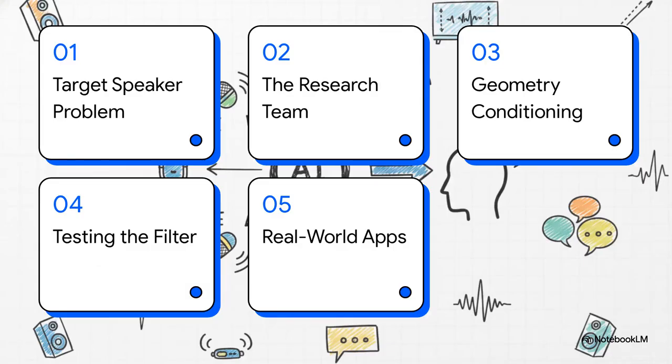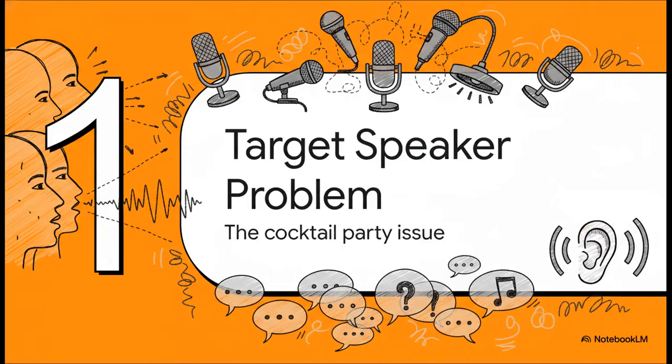We're going to cover: 1. The target speaker problem. 2. Meet the research team. 3. The geometry condition solution. 4. Testing the new filter. And finally, 5. Real-world audio applications. All right, Section 1, the target speaker problem.